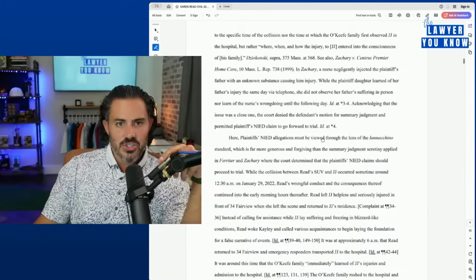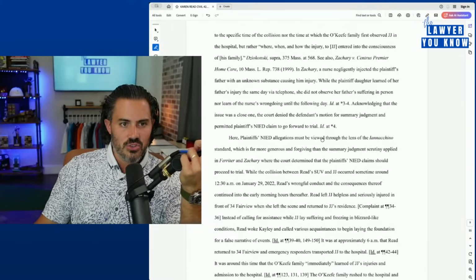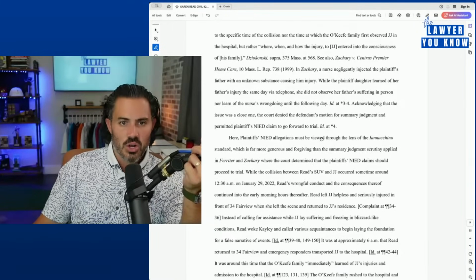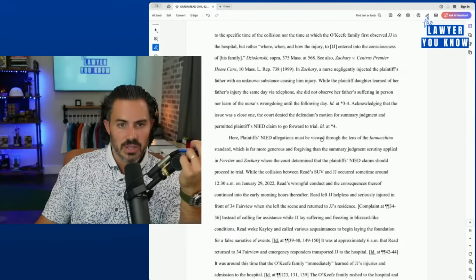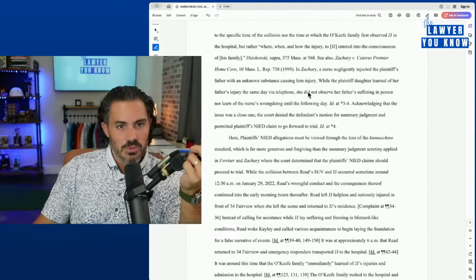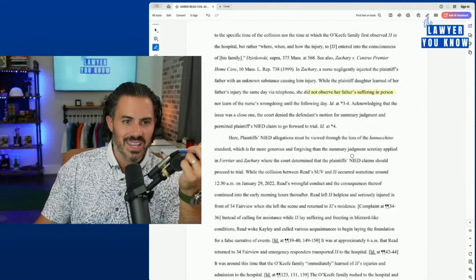In Zachary, a nurse negligently injected the plaintiff's father with an unknown substance, causing him injury. While the plaintiff's daughter learned of her father's injury the same day via telephone, she did not observe her father's suffering in person, nor learn of the nurse's wrongdoing until the following day. But did she observe her father's suffering in person? Again, I think that's different here. Acknowledging that the issue was a close one, the court denied the defendant's motion for summary judgment and permitted the plaintiff's NEID claim to go forward.